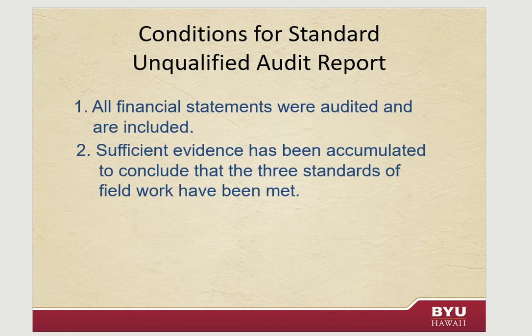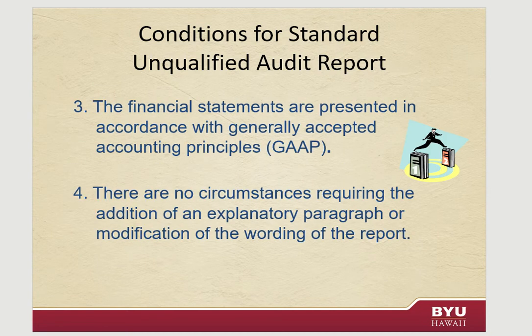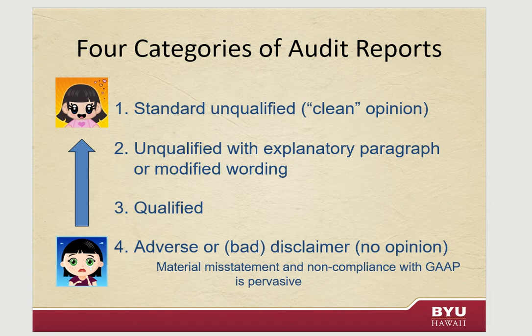Conditions for a standard unqualified audit report: all financial statements were audited and included. Sufficient evidence had been accumulated, so we didn't have any limitations of scope. Financial statements are presented in accordance with generally accepted accounting principles, and there are no circumstances requiring an explanatory paragraph or modification of the wording of the report. There are certain circumstances where we have to modify the report, and those include an explanatory paragraph added to our audit report. Those notify the investor that there's something of concern, and we as auditors need to let the investor know. There are 4 main categories, and you should know all of these.